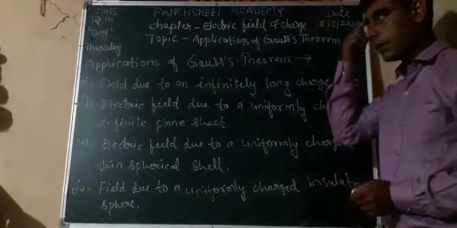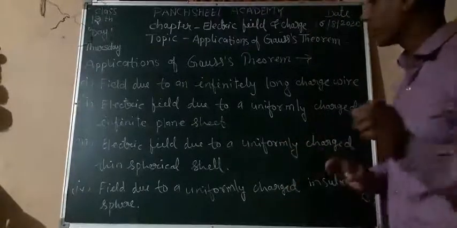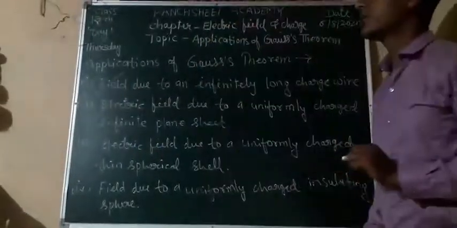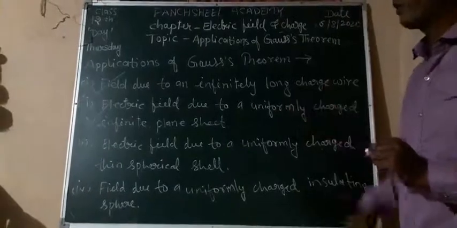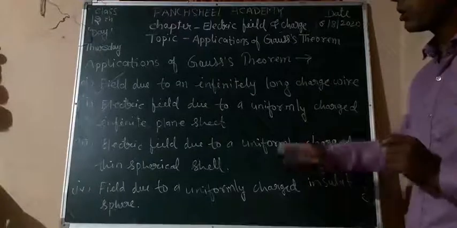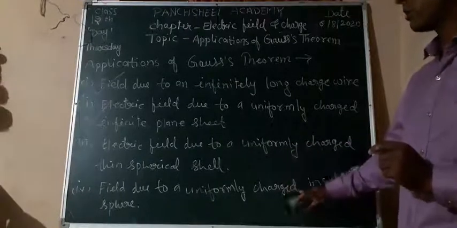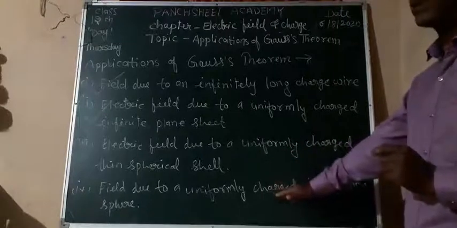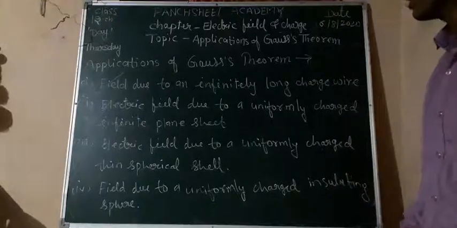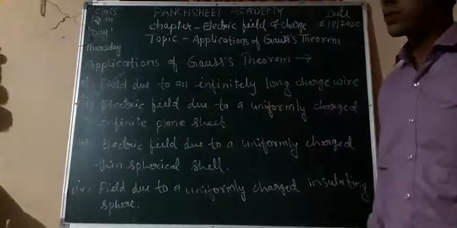But this year CBSE removed the last two, and you only have to study the first two. These two applications you must remember, their derivation and concept. No need to learn the other two, because CBSE has deleted them from your syllabus. So one by one we study these two applications.